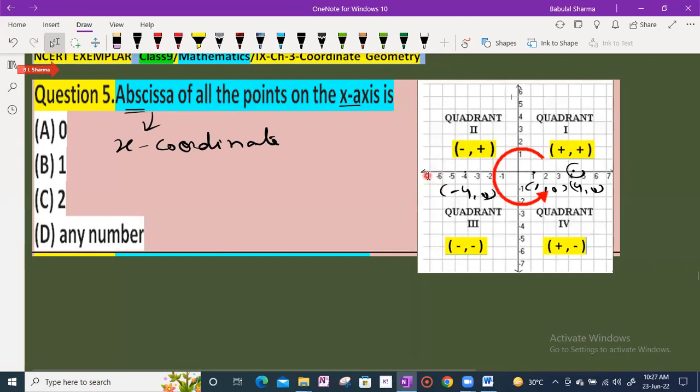आपने देखा यहाँ पे x coordinate can be any real number. The coordinate of this point will be -7, 0. This will be -6, 0. This will be -5, 0. Yes. So abscissa of all the points on the x-axis, any real number can be the abscissa of the point on the x-axis. So D is the correct option here.